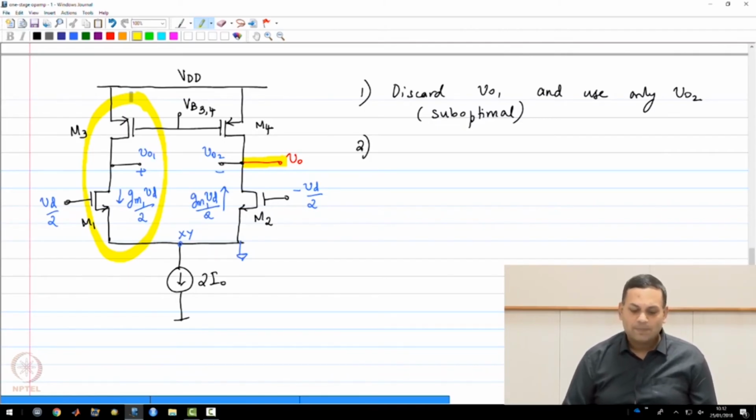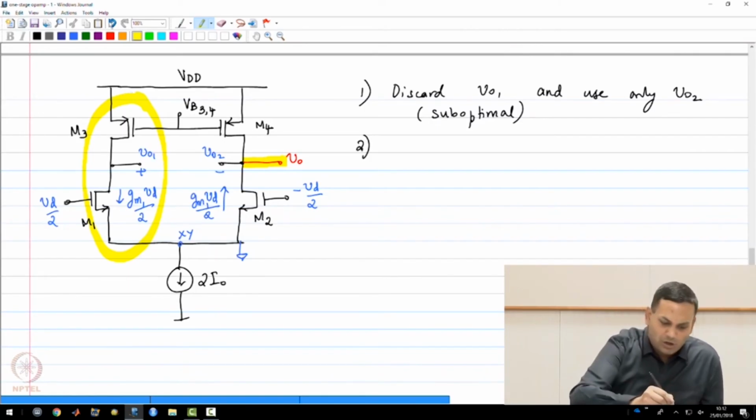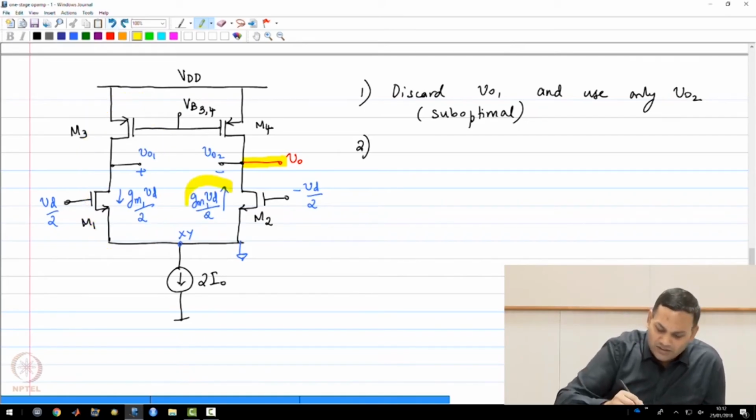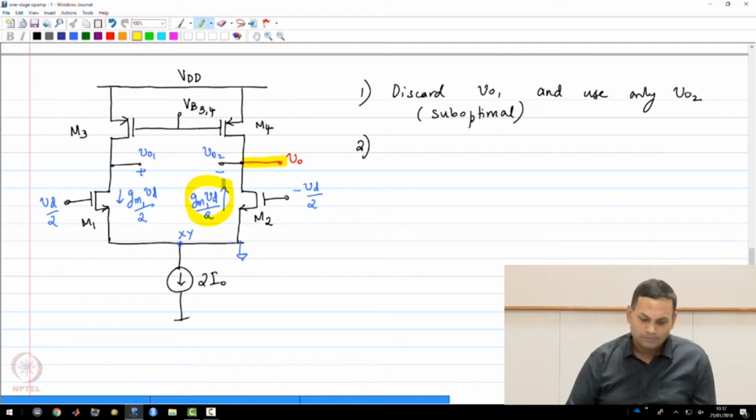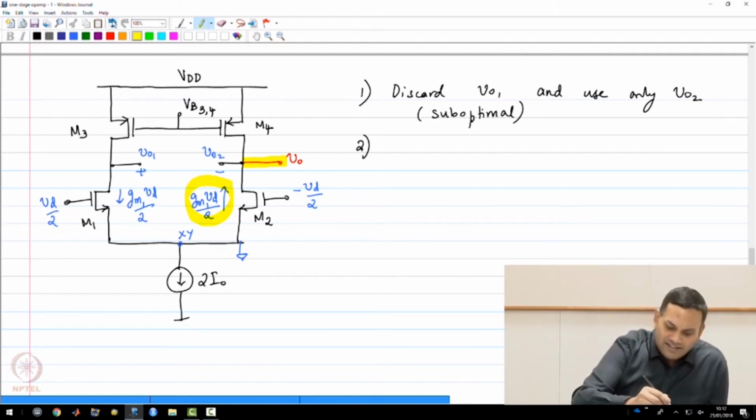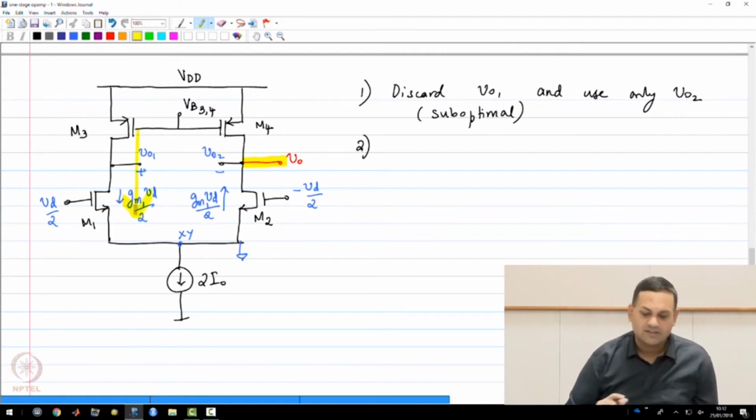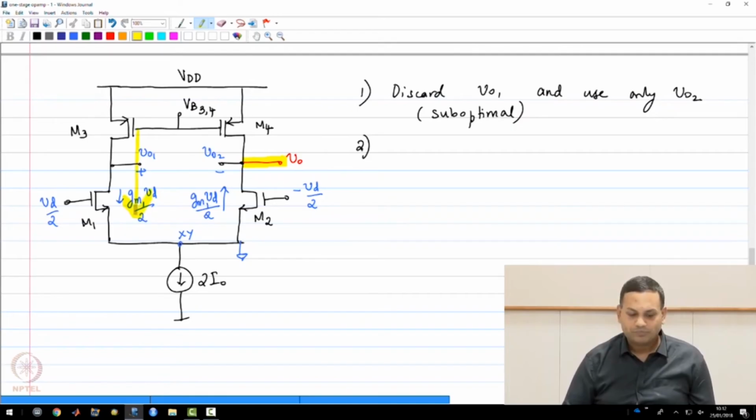So as you can see, the current needs to be pushed because it needs to be additive with this current. This is the current being pushed into VO node from M2. We need to somehow take the current from M1 and also push it into that node. And note that the direction of M1 is such that this current is flowing downwards through M1.